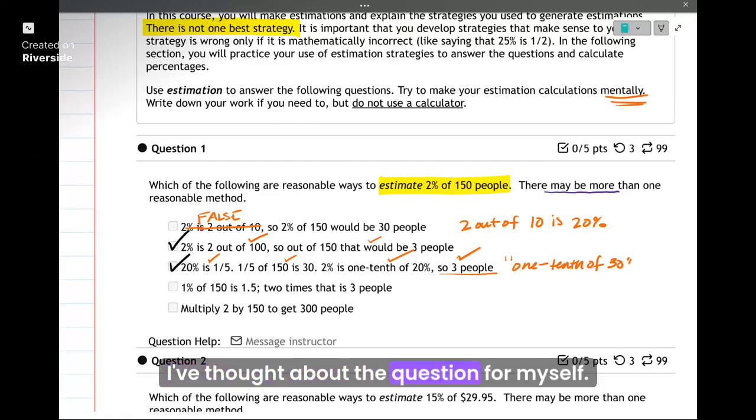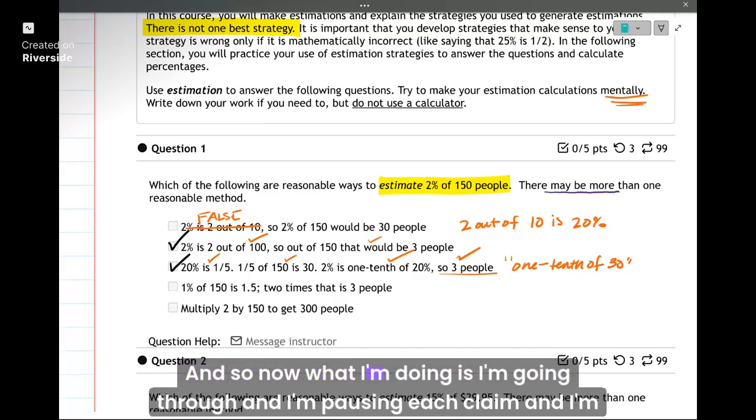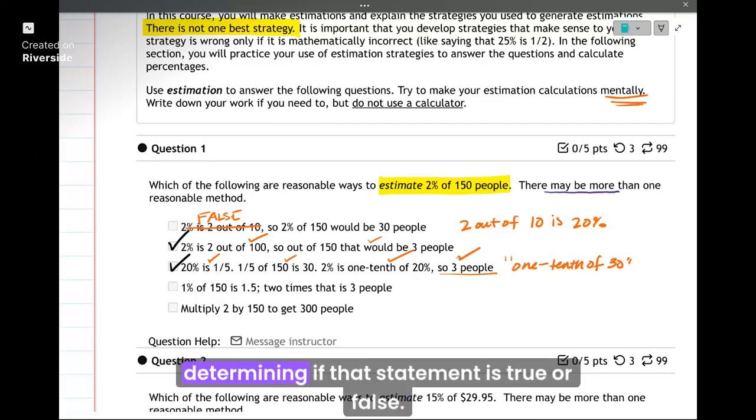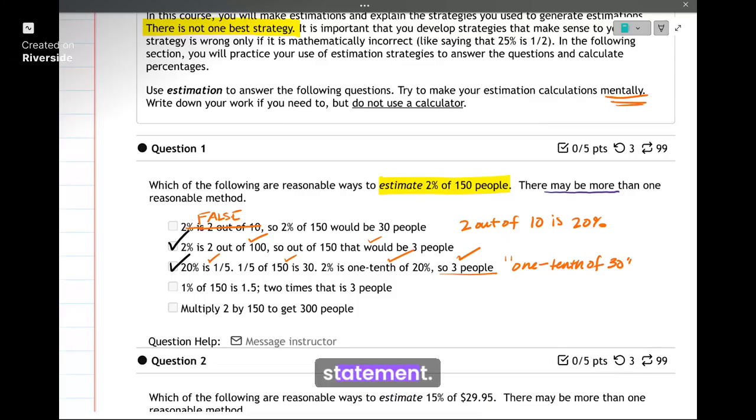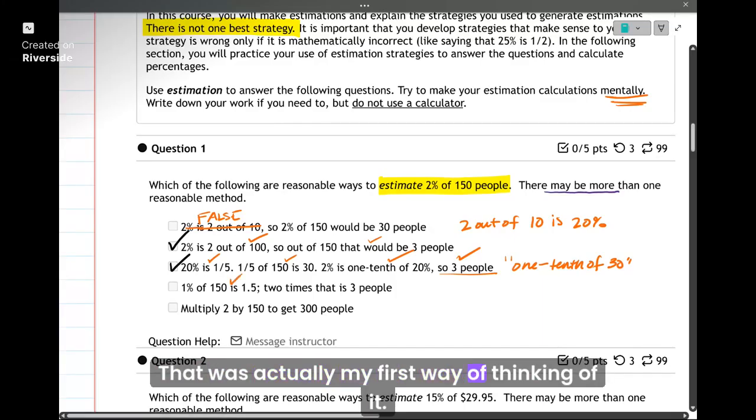I've thought about the question for myself, and so now what I'm doing is I'm going through and I'm pausing each claim and I'm determining if that statement is true or false. I'm pausing at either commas or periods and just evaluating that portion of the statement. 1% of 150 is 1.5. That's true. That was actually my first way of thinking of it.